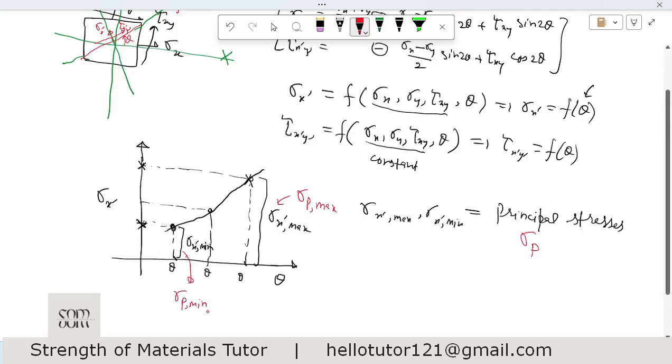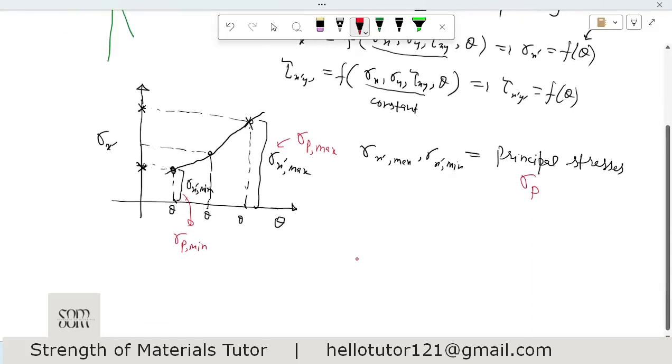Okay, and by convention in textbooks of engineering mechanics, strength of materials or mechanics of materials, we denote sigma p max with sigma p1 and sigma p minimum we call it sigma p2.